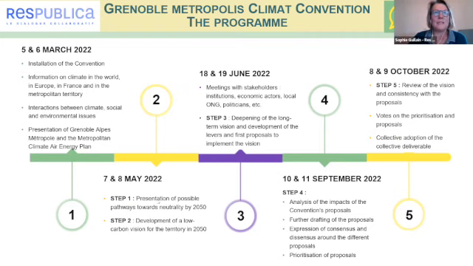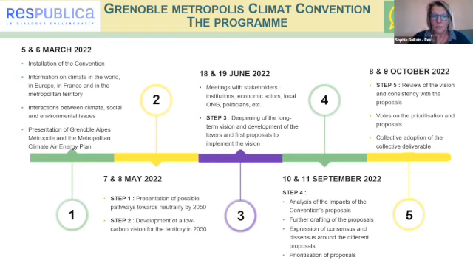On the first step, which was the second session, we presented the possible pathways toward neutrality by 2050 that were drawn by this national agency. And we used this base to help understand what is prospective, what a trajectory can be towards neutrality, and what kind of choices had to be made to reach neutrality. So it was a base for the discussion.